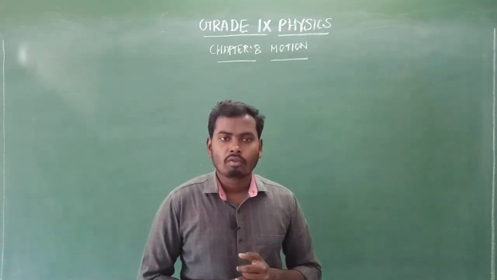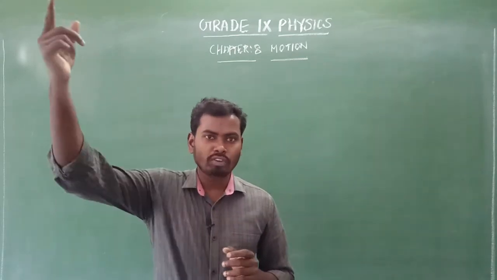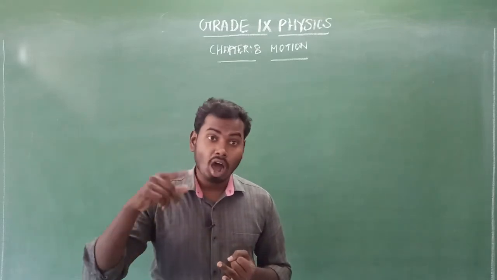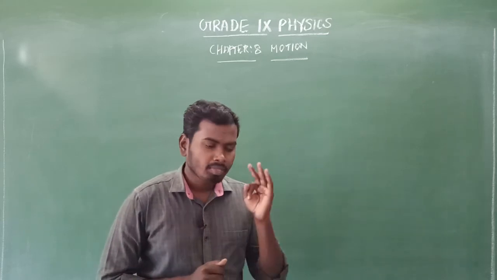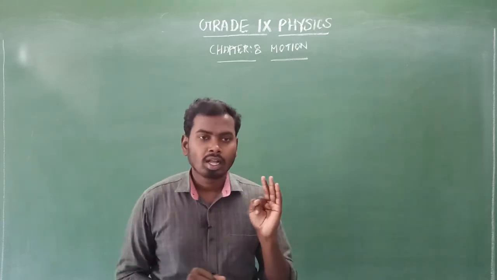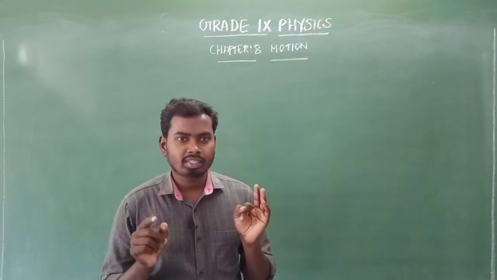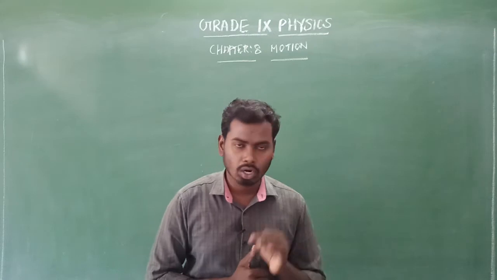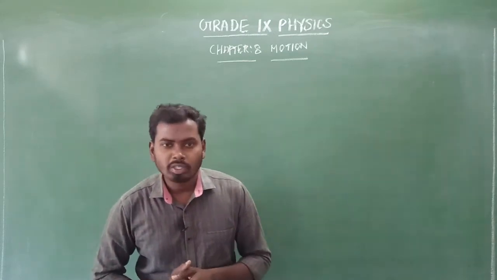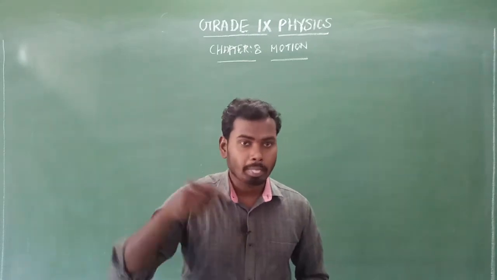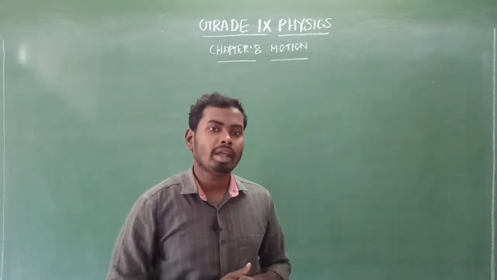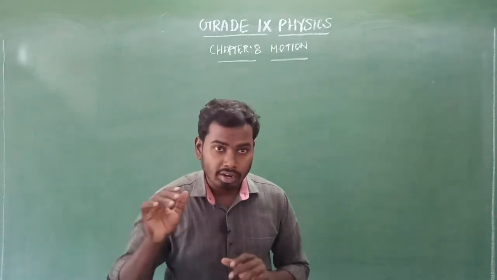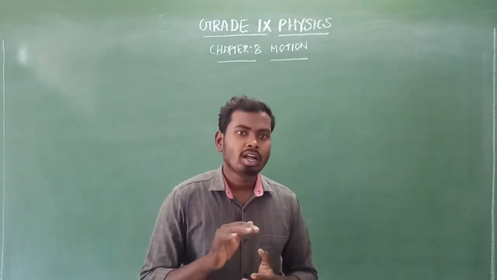First, when an object's velocity changes at a uniform rate. Second, when an object's velocity changes at a non-uniform rate. Third, which we are going to start now, when an object's velocity remains constant. Fourth, when an object's velocity decreases at a uniform rate. Note this point. And fifth, when an object's velocity decreases at a non-uniform rate.